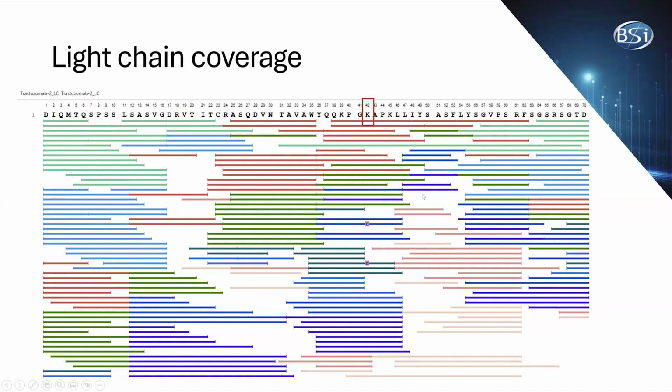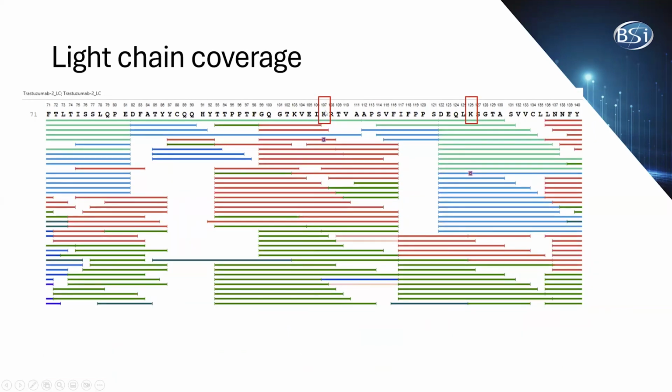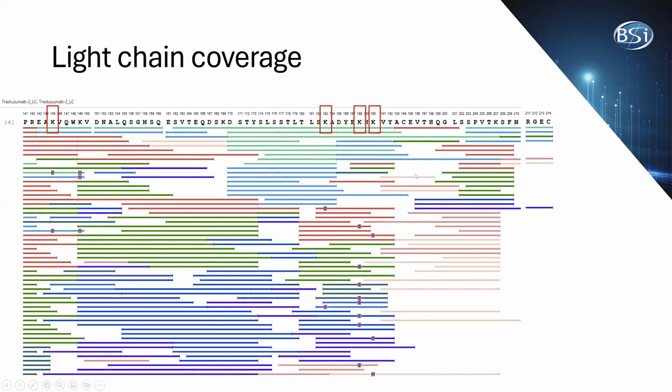And for the light chain, this is just a combined view of all those different digests. And in the light chain, we identified lysine 42 as a conjugation site, in addition to lysine 107 and 126. And further towards the C terminus, we saw more extensive conjugation at lysine 145, 183, 188, and 190. And I will point out there's other labeled or modified peptides shown here. These represent just the linker where there was no DM1 drug conjugated to that linker.